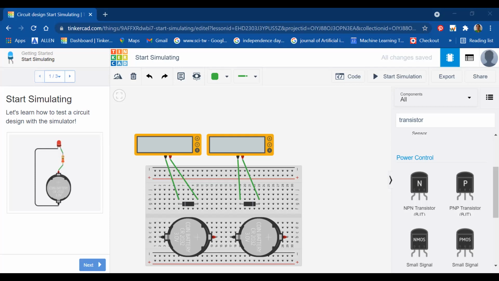Just check the difference of the voltage between the two. You all know that the emitter has to emit the electrons, so it is always highly doped, and so the voltage is more here. So here you are understanding it. Let's go to Tinkercad to perform these experiments.